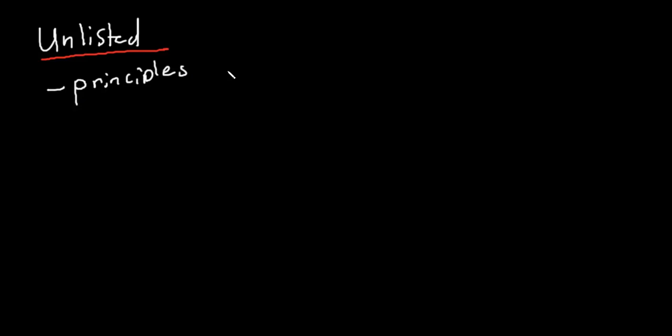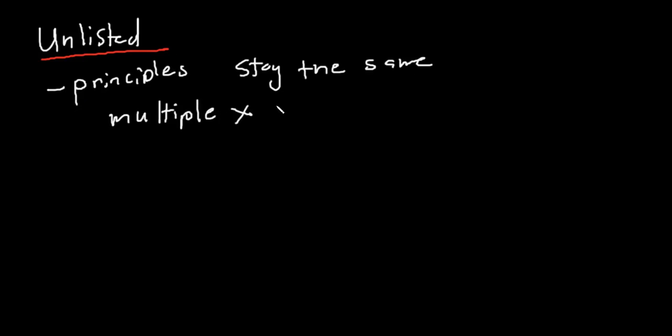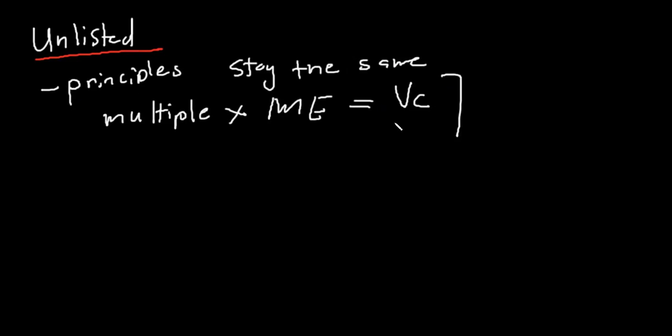The first thing you need to understand when you're trying to do a relative valuation of an unlisted entity is that the principles that we learned for listed entities stay the same. I.e., ultimately, you want to take some type of multiple. You want to then multiply this by some type of maintainable earnings in order to get the value of the company. That stays exactly the same. So the formula stays the same.